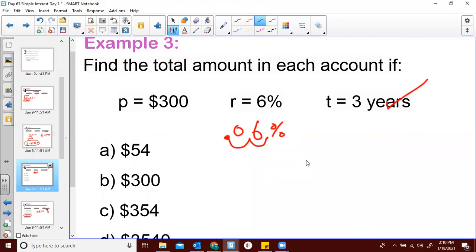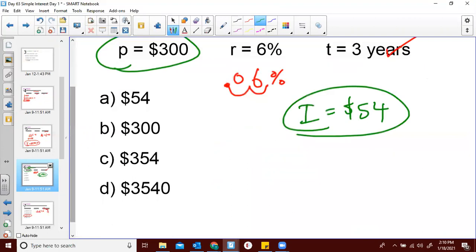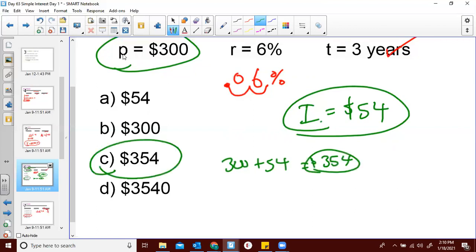All right, so we did know that our I equaled $54. Well, look, find the total amount in each account. We have this word total here. So what we want to do is add our I to our P. All right, so we will have 300 plus 54, which will equal $354. So when it asks for a total, you're going to have to add your interest to your principal.